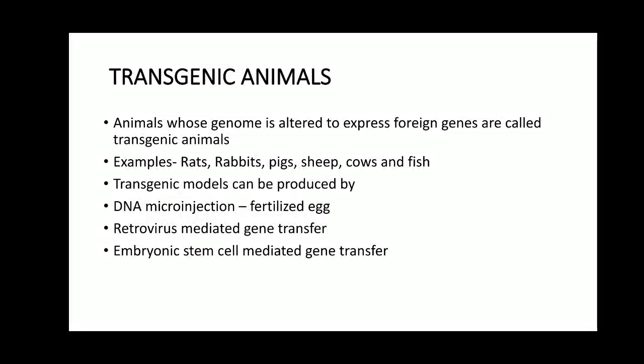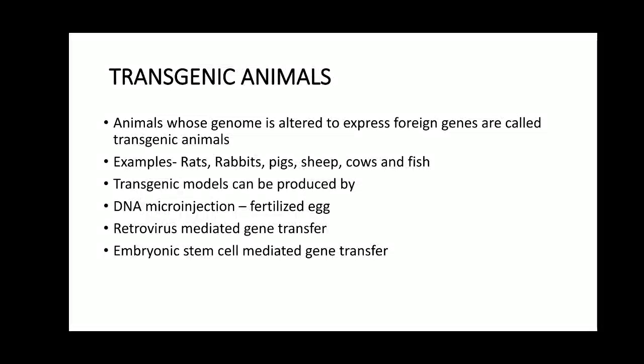So when you introduce it at this stage, the fertilized egg undergoes repeated cell division and develops into an offspring in which all the cells will possess the foreign DNA or the transgene that is going to express the desired function, right? This is one of the methods to create transgenic animals.